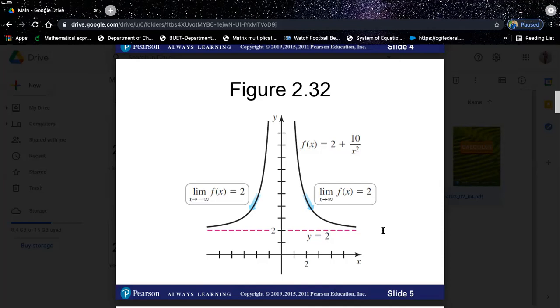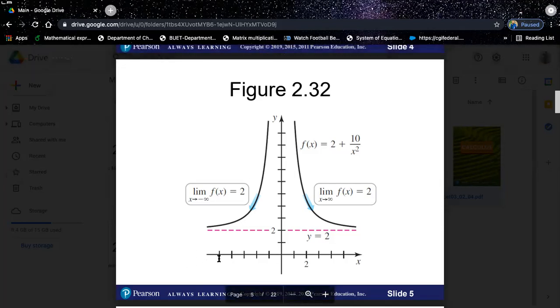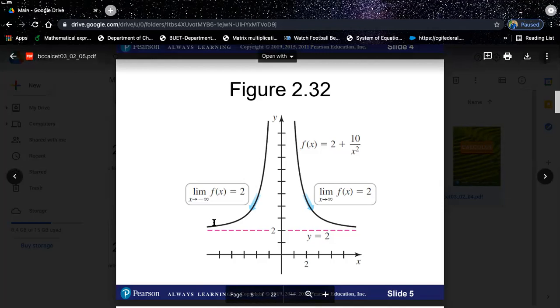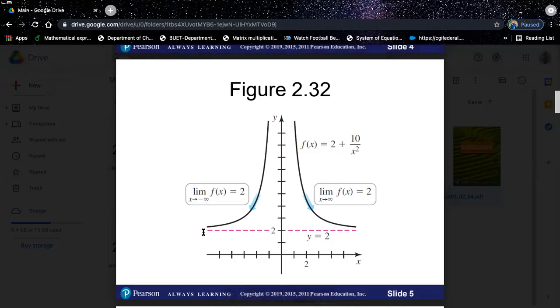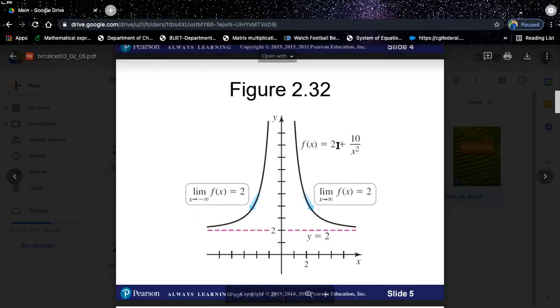Okay, same goes for this one. As we are moving towards negative infinity, we can see the graph is slowly and slowly going towards this y equals 2 line. So we say even if the right half was not there, we still could have said that at y equals 2, we have a horizontal asymptote. Okay. Any question from this?